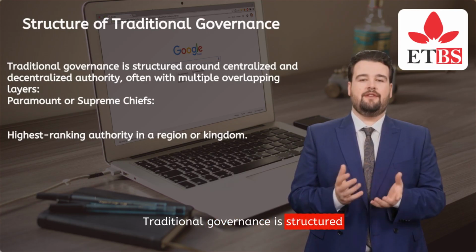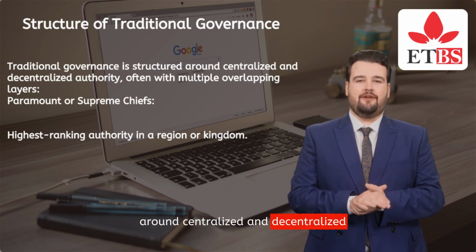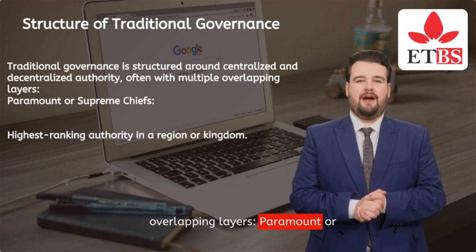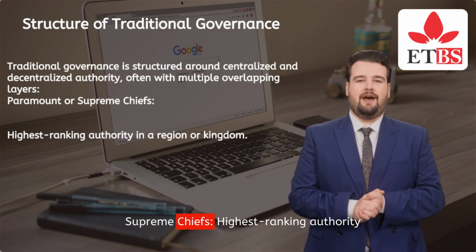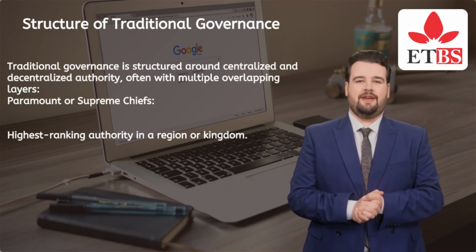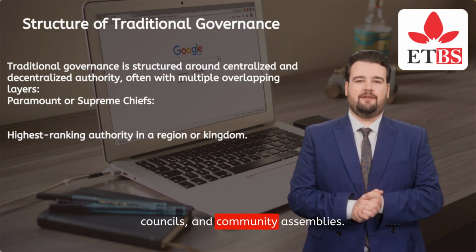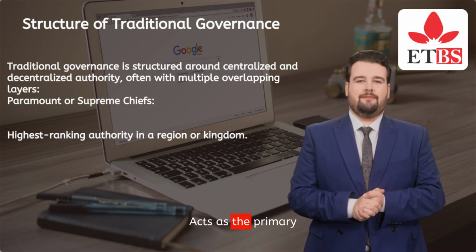Traditional governance is structured around centralized and decentralized authority, often with multiple overlapping layers. Paramount or supreme chiefs: highest ranking authority in a region or kingdom, oversight of subordinate chiefs, councils, and community assemblies, acts as the primary liaison between the community and external authorities.